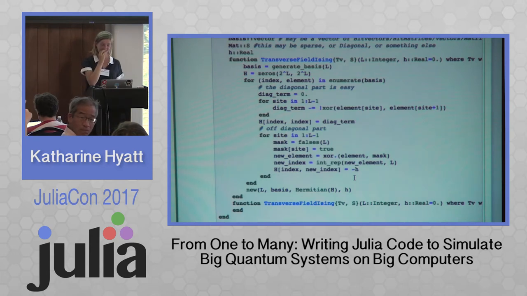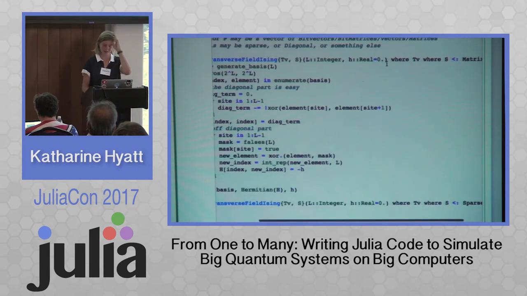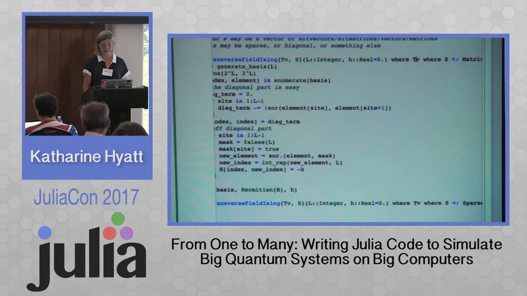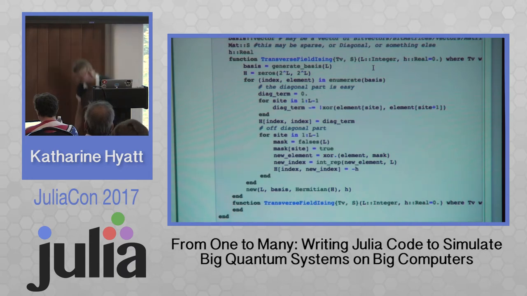Yes. The declaration of the function, there's two where clauses. Can you explain that? Yeah, so this is the new type syntax where this transverse field Ising function is parameterized on these types. So TV can be essentially any type, although really it's going to be either a float or complex. And I hope there's nobody who's really familiar with internals, because then they won't be able to beat me up for getting this wrong.